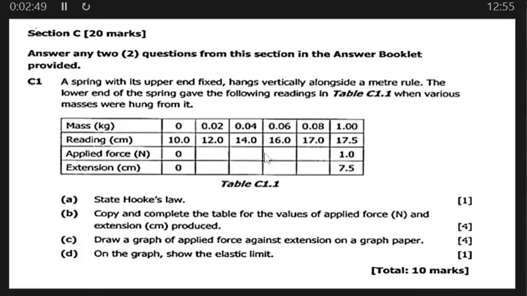Then in the row for applied force, we are told it is 0. Then here it's blank. Then here we are told it's 1. Then extension here we are told it's 0. Here it is blank, and then here it is 7.5.